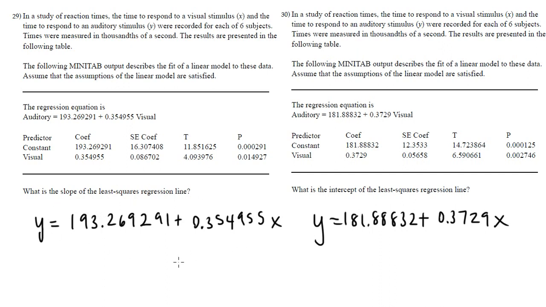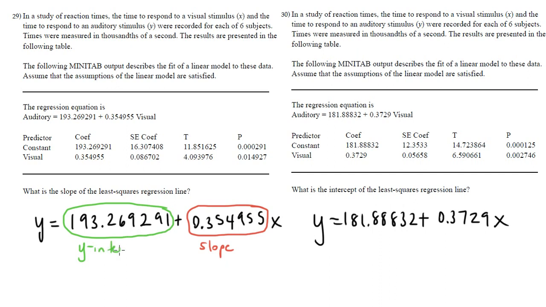This is the least squares regression line. What's the slope? Slope is always the coefficient of x, the coefficient of your independent variable. There's my slope. Y-intercept is always the constant. Same for this one. Constant is my y-intercept.